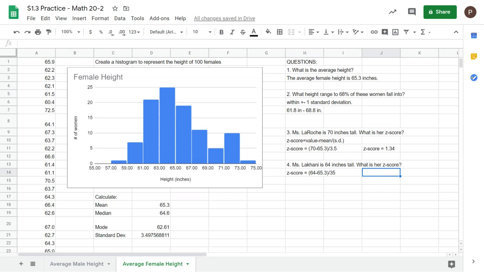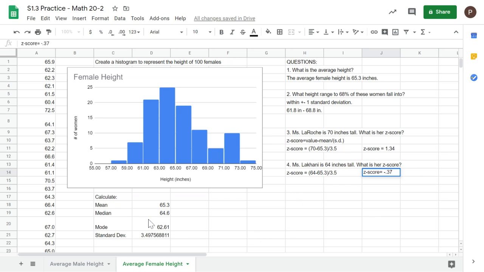I have a negative 1.3 as my numerator, divided by 3.5, and I missed a decimal there. When I calculate that on a calculator, again, we don't really have a z-score formula here in Google Sheets, negative 0.37. Right, so she's only 1/3 of a standard deviation below average. Right, again, that's telling us how significant the difference from average is. Right, I am taller than average compared to Miss Lakhani, who is not that much shorter than average.